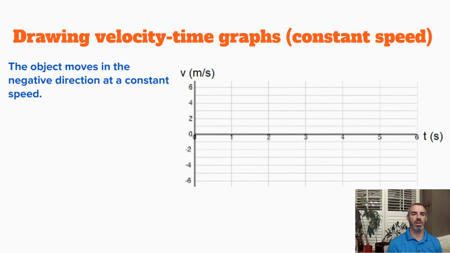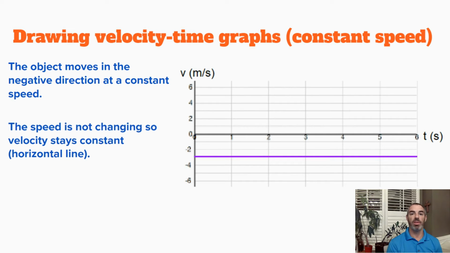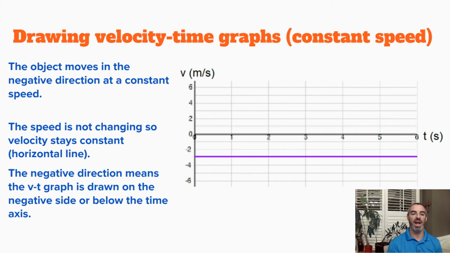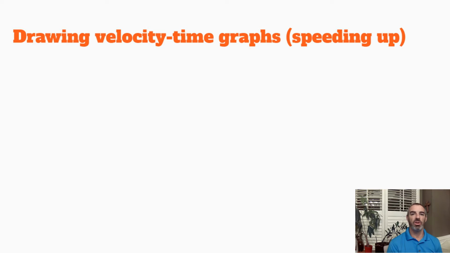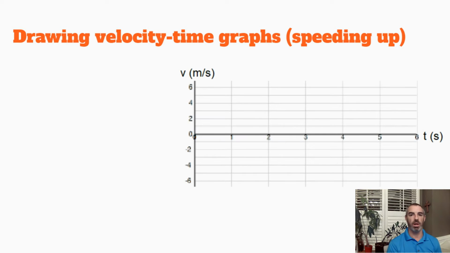So what about an object that is moving in the negative direction at a constant speed? Again, remember, direction means that the object's velocity is negative, so it's drawn below the time axis, and it is drawn in such a way so that the speed doesn't change. It has to be a horizontal line. So a horizontal line drawn below the time axis shows a constant speed in the negative direction, or a constant negative velocity.